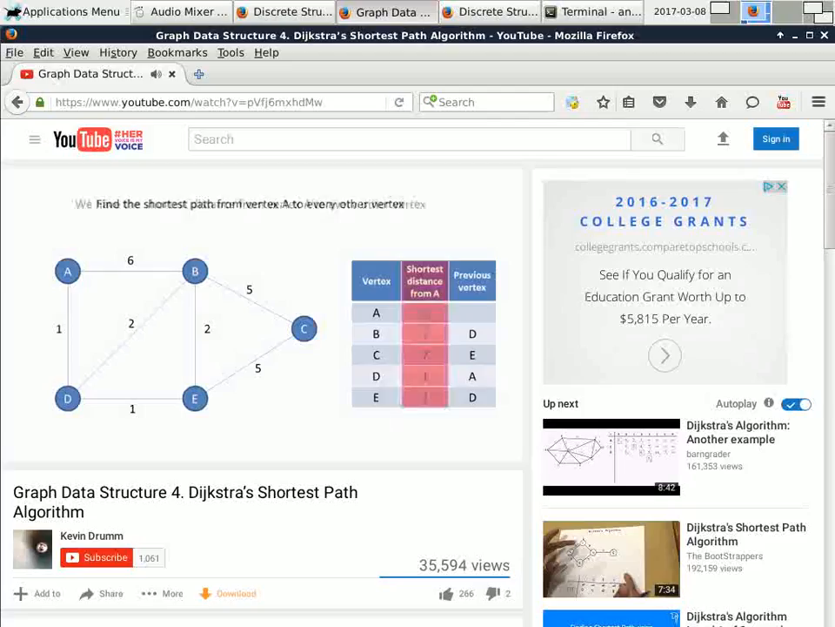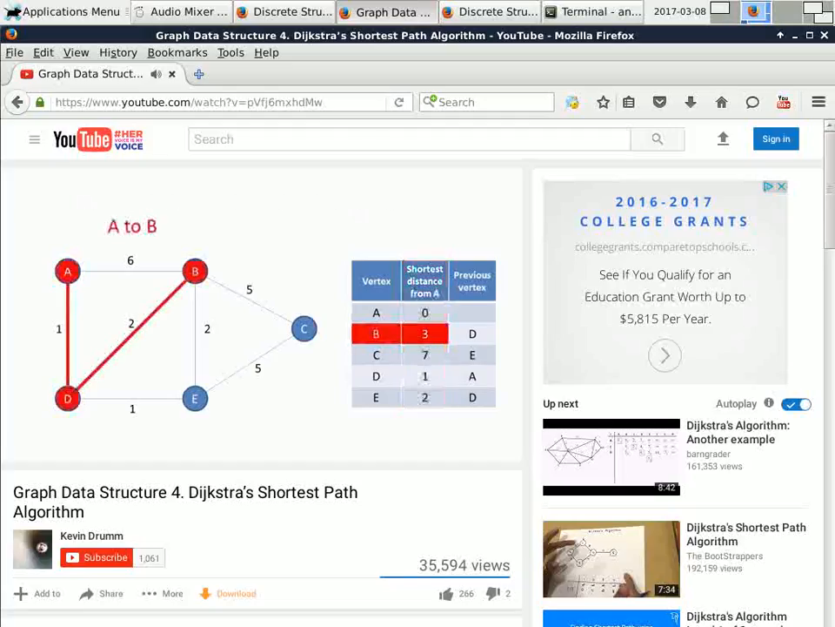We have the shortest total distance from the starting vertex to all of the other vertices. The total shortest distance from A to B is 3. From A to C, it's 7. From A to D, 1. And from A to E, it's 2.